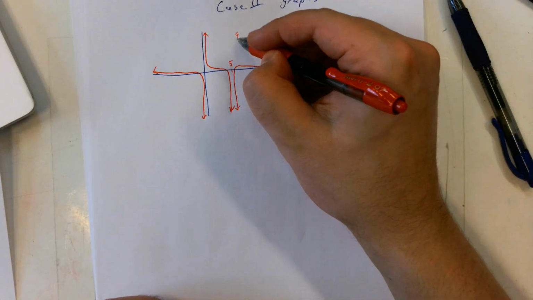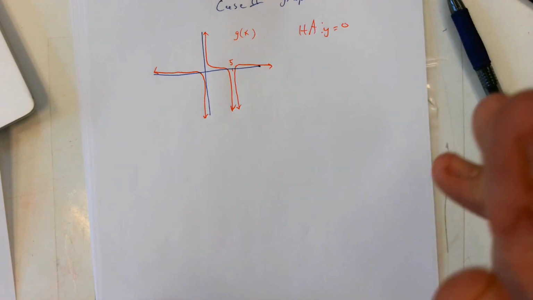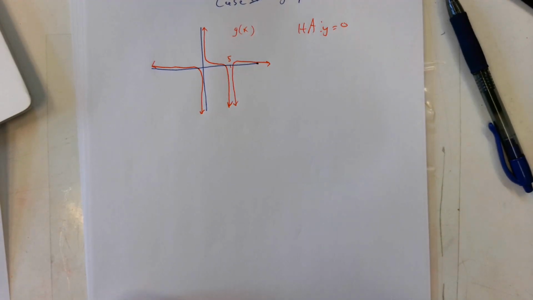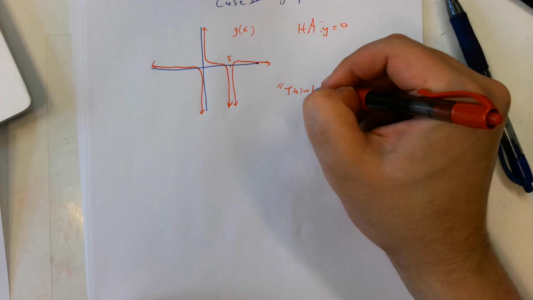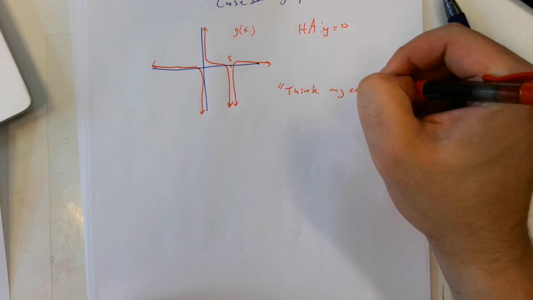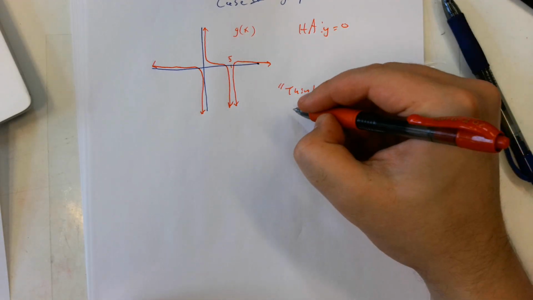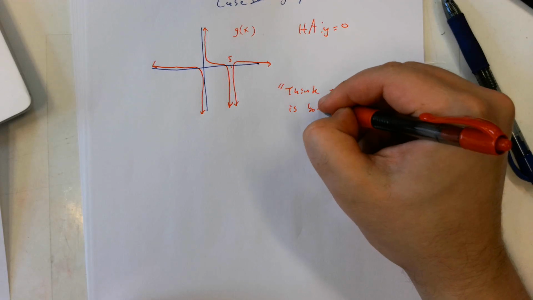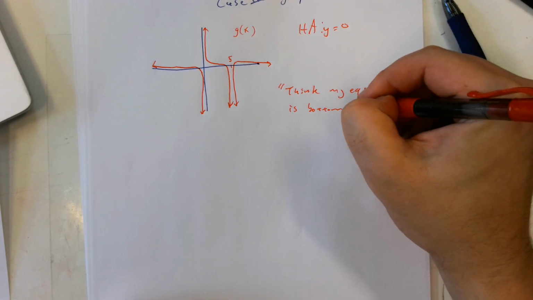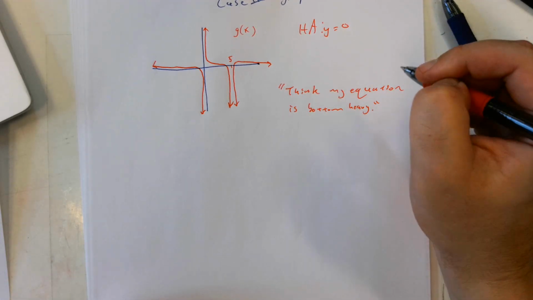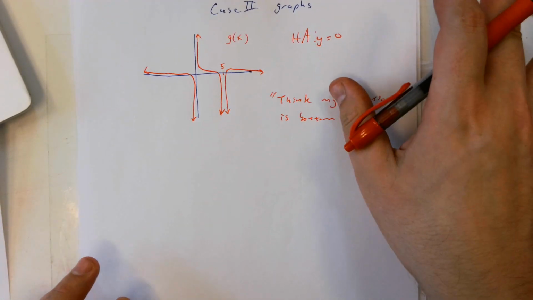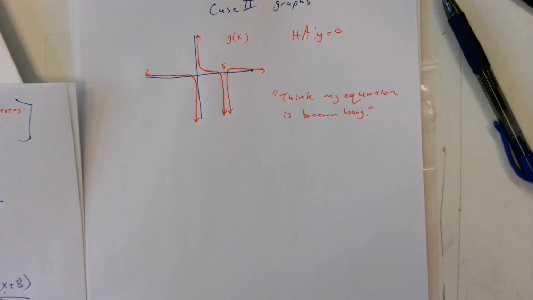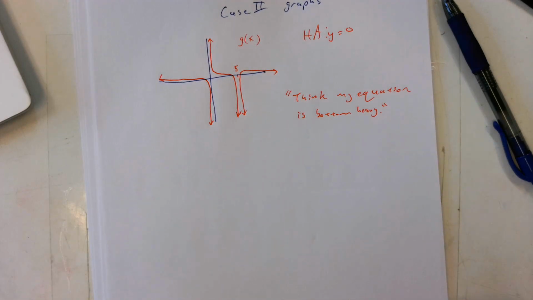Let's call this g of x. If I were to match this with an equation, I see this and I have to think my equation is bottom heavy. This video is approaching the 12-minute mark. I want to keep it below that.